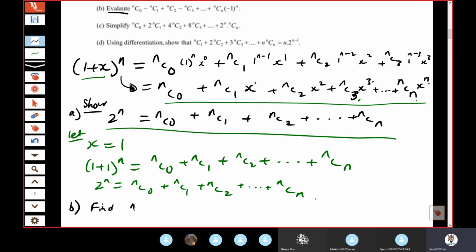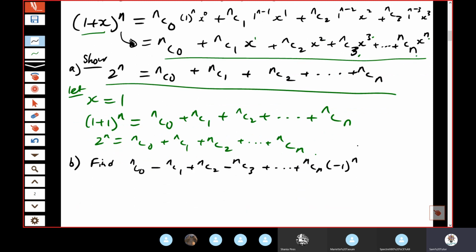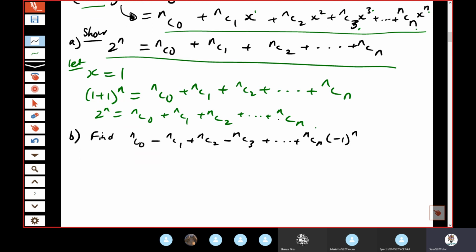So find n choose 0 minus n choose 1 plus n choose 2 minus n choose 3 plus ... plus n choose n times minus 1 to the n. Okay, Novak, you're going to give this a good shot. Again, you're going to compare the original one to this one here, and say what's standing out to you. There's no x's, so again you know something's going to happen to your x's. But otherwise, everything else is the same.